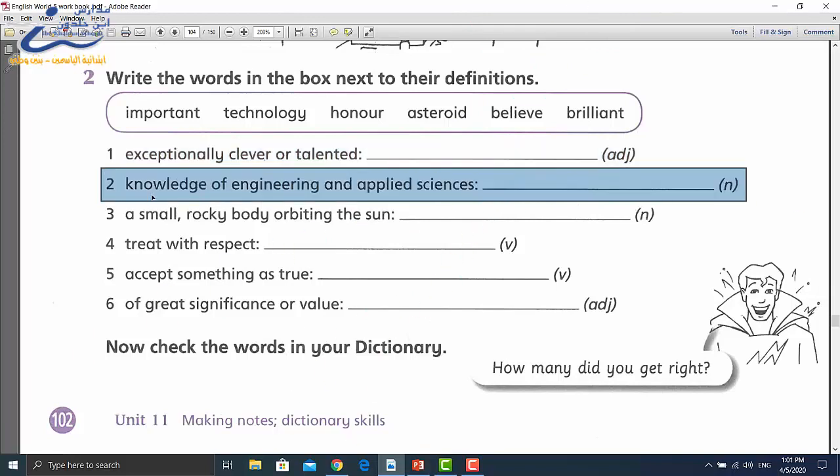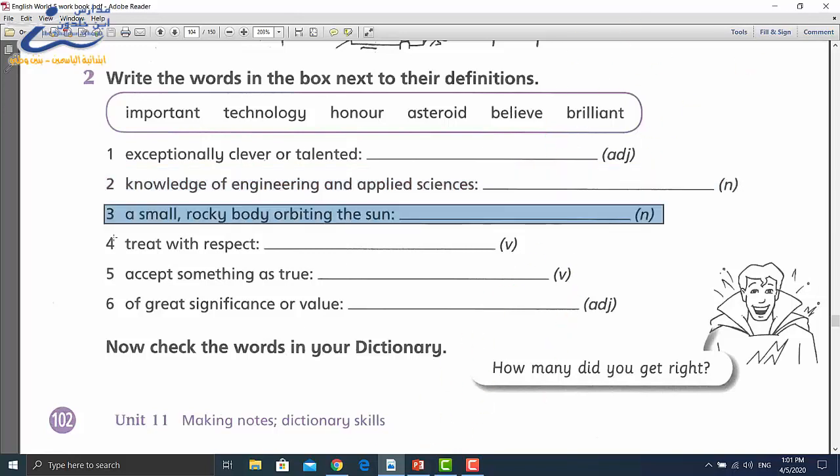Number 2. Knowledge of engineering and applied sciences. Remember, the word should be a noun. Great. The answer is technology. Technology is the knowledge of engineering and applied sciences.